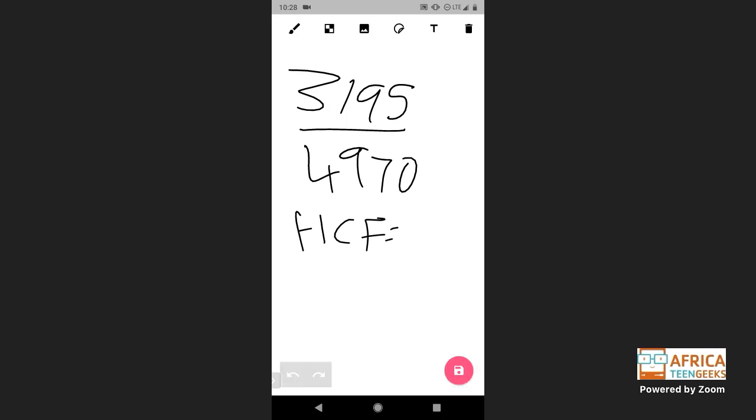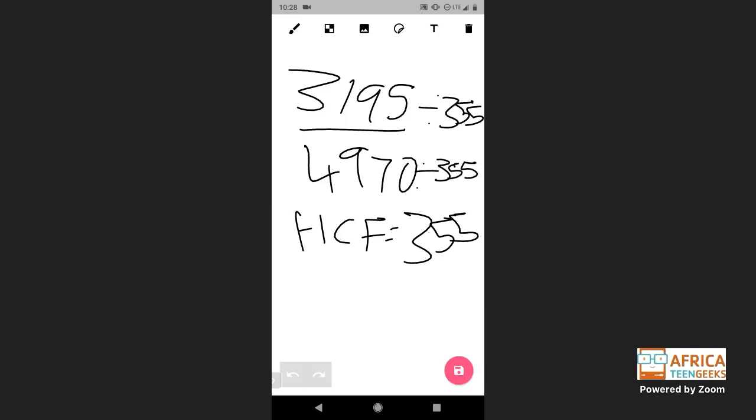Some of you guys said 5. It is a factor, but it's not our highest common factor. You can still use it to simplify the fractions, right? So the number that we got is 355.